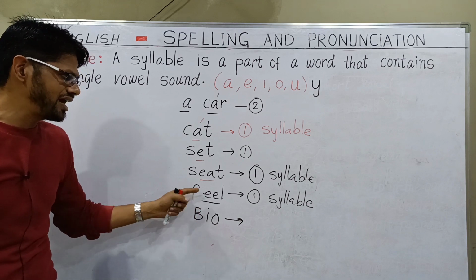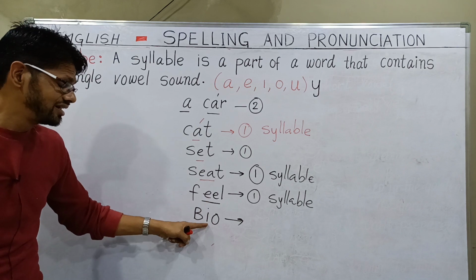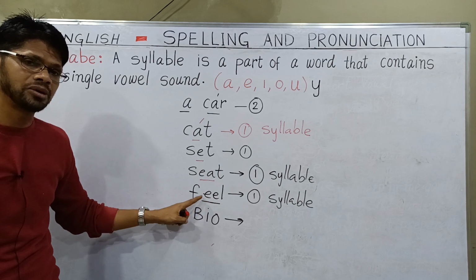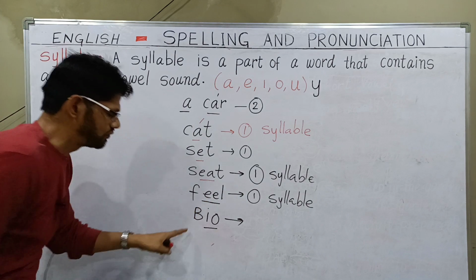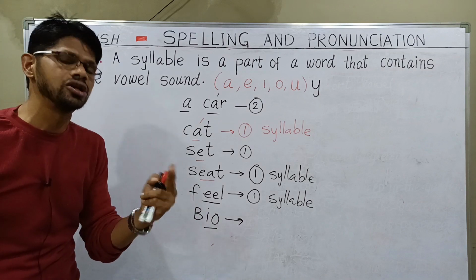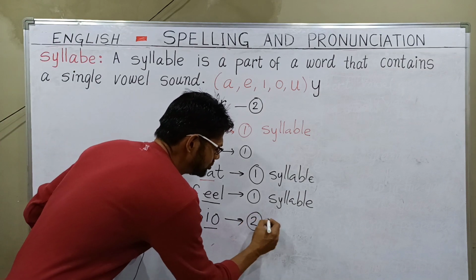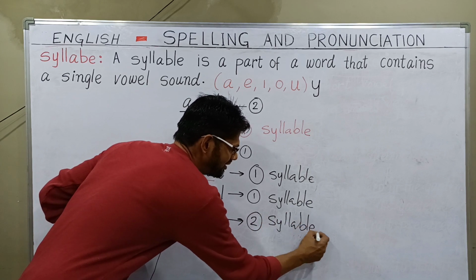Whereas feel has two vowels, here also two vowels, but there is a difference. Feel has only one syllable because it is producing one sound. But the word bio is producing two beats, or two syllables. So we can say it has two syllables.